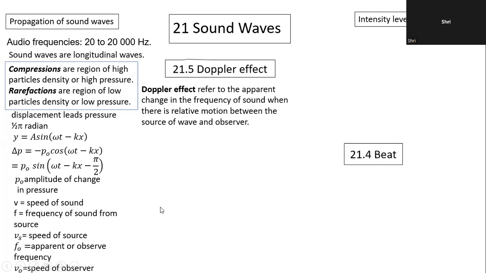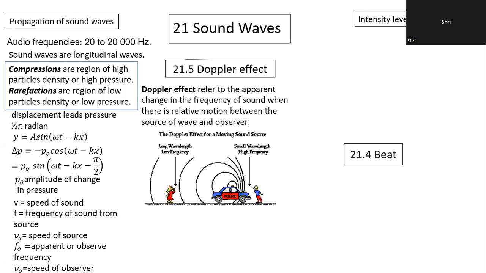Doppler effect refers to the apparent change in frequency of sound when there is a relative motion between the source of the wave and the observer. You can remember the picture there. Here the wavelength is shorter or frequency is higher. In this part, the police car or the siren is moving away from the observer, so longer wavelength, lower frequency. So that is the formula you need to remember. F naught is the observed frequency.